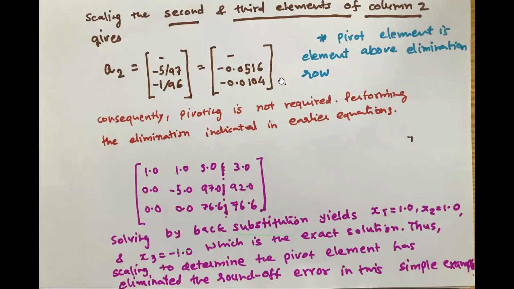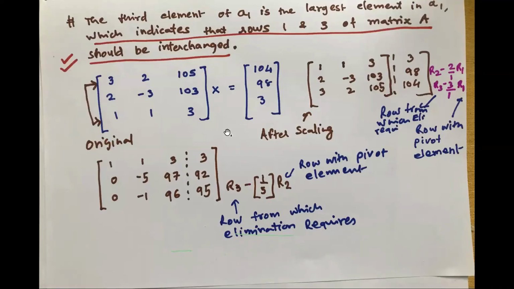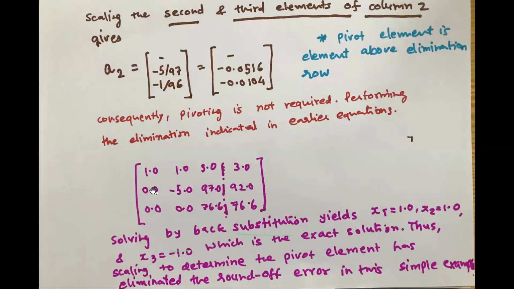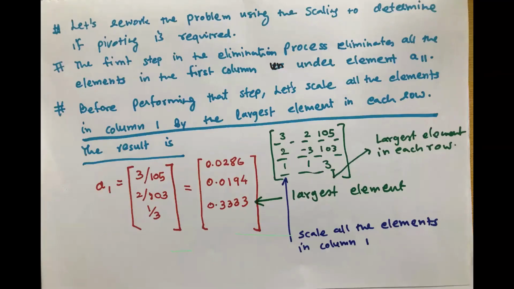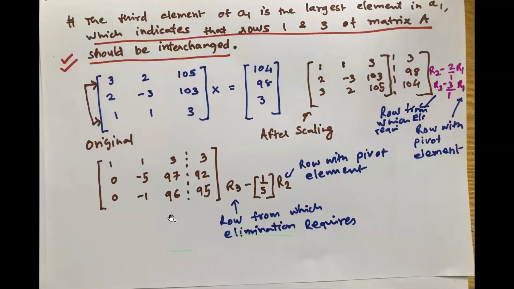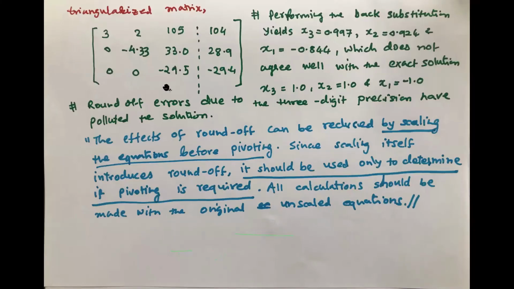Ma'am, in this we did -5 by 97, so why did we do -1 by 96? We don't divide by the bigger number? No, you have to see the corresponding rows, the corresponding row members. Ma'am, above we divided everything by 105. No, we did separate numbers; have a look at these. Okay, you have to see the corresponding numbers in that particular row only.